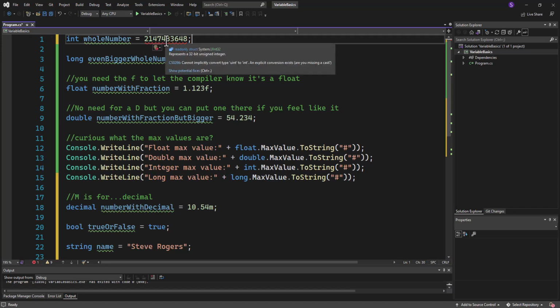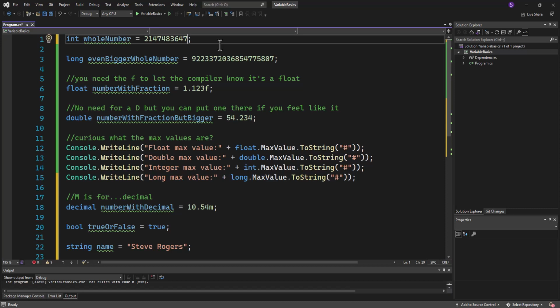We hover over it. Represents a 32-bit unsigned integer. So basically it's saying, hey, did you mean this unsigned integer? Is that what you meant to use? And the reason it's saying this is because this number is too big to be represented by an integer. So this number is the right size. Anything above this, integer cannot hold it.